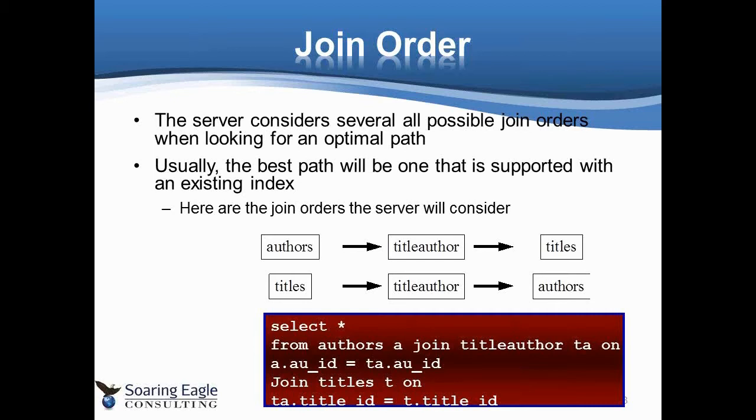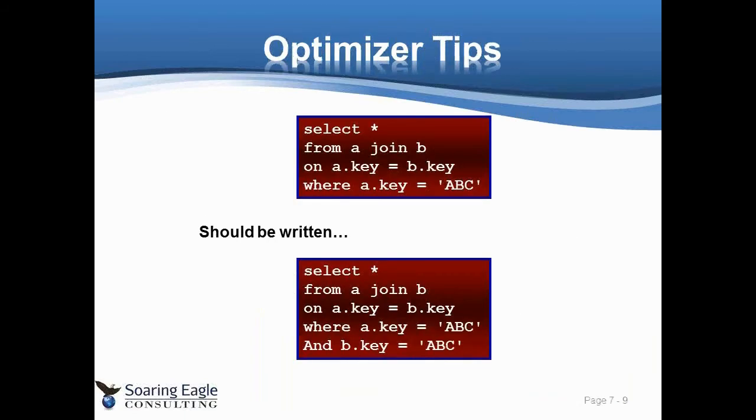What we have are 2 possible join orders. We can go authors, title-author, titles, or titles, title-author, authors. This is being driven in part by the join condition, where we're joining from authors to title-author on AUID, and then title-author to titles on the title ID. Keep in mind that the way these things are indexed is going to drive the performance. A couple of quick tips for the optimizer.